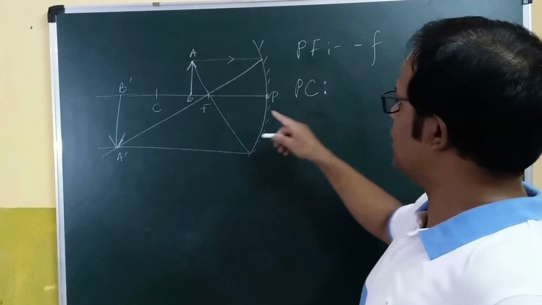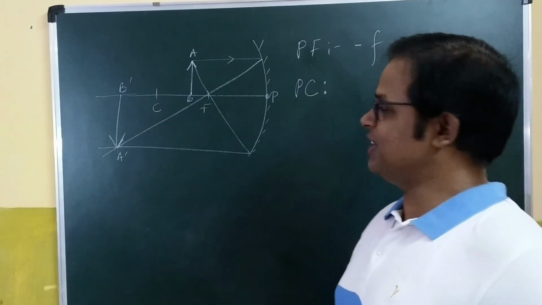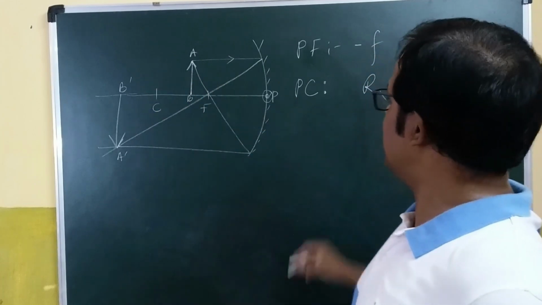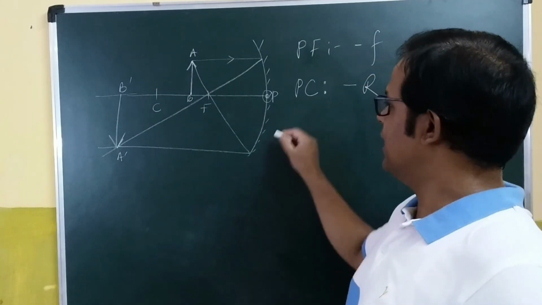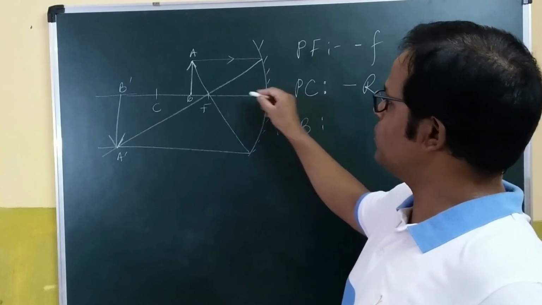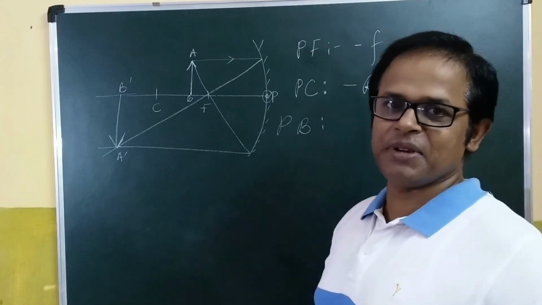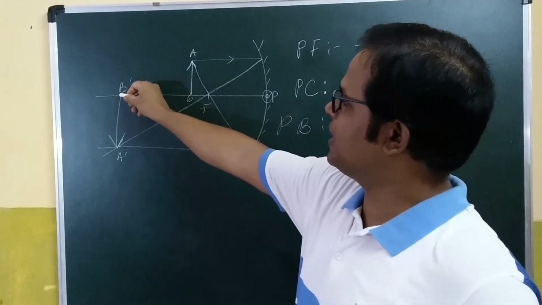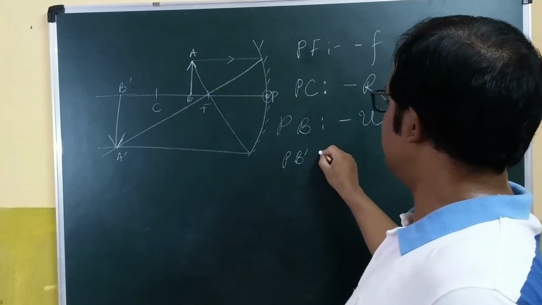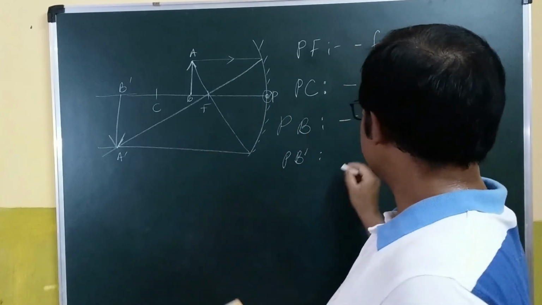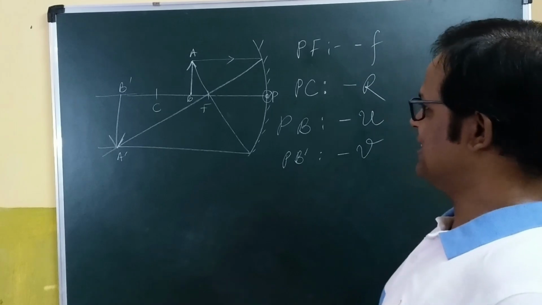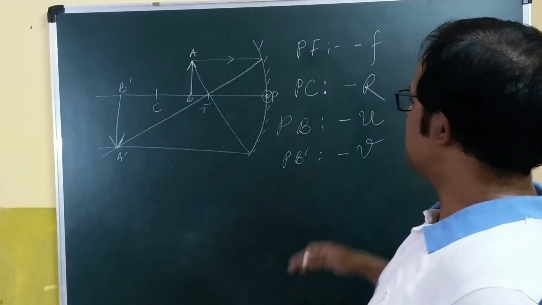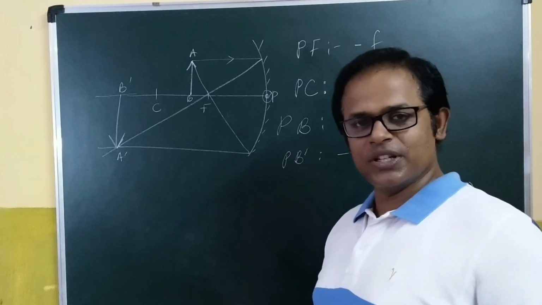Again, the next distance we are talking about is PC, that is called radius of curvature. Again, you see, the distance is measured from the pole to the left hand side. So it's a minus sign. Again, PB, pole to the base of the object. Again, it is a distance measured to the left hand side. So it should again be minus u. Pole to the base of the image, that is PB dash. So it should again be to the left hand side, so it will again be minus. Is that clear? So these are the four distances which are measured parallel to the principal axis, but in this case all were measured to the left hand side, so it is a minus sign.